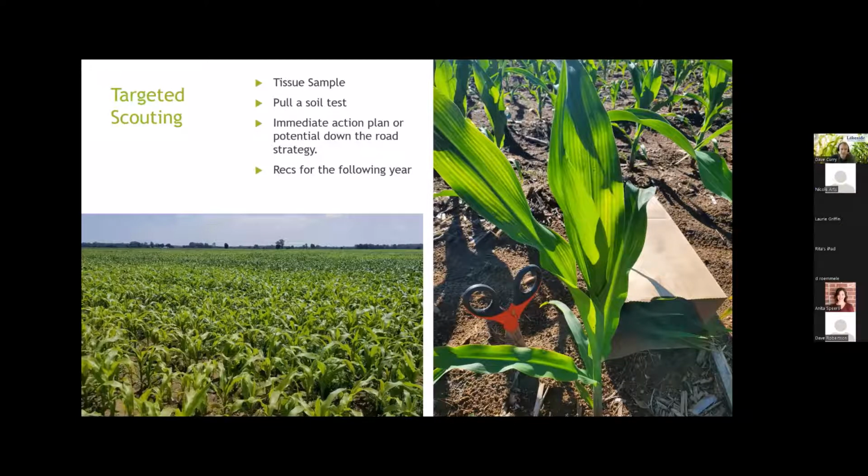Just a side note, there are other things we can use imagery for as well. We can make ourselves more efficient when we're out scouting based on an image. We can go out and walk to two different zones in the field, scout the good versus poor areas, and potentially pull a tissue sample or a soil sample, and that might lead to an immediate action plan. Potentially that's a foliar fertilizer, or in this case, the farmer went out and top dressed some ammonium sulfate to correct a sulfur deficiency, or it might help us generate a plan for next year and make some recommendations.